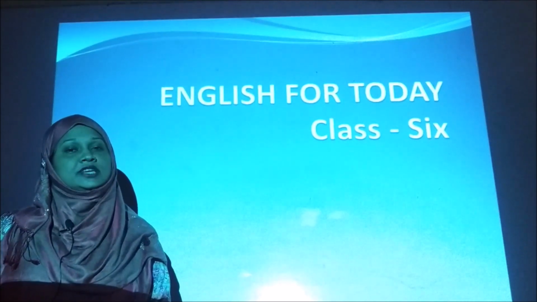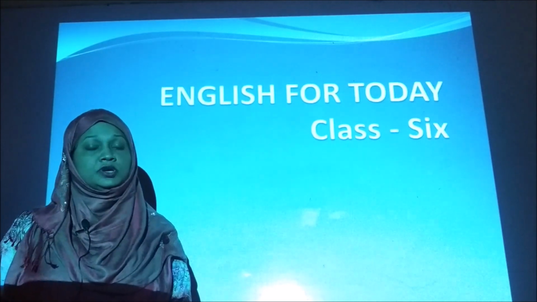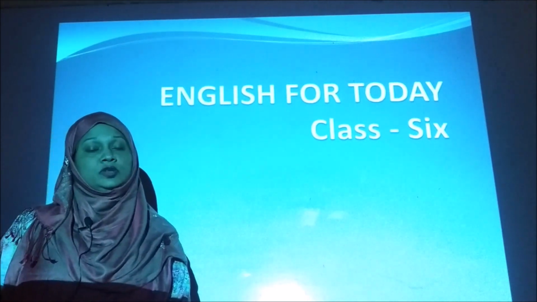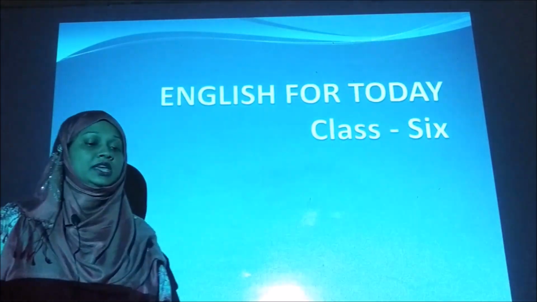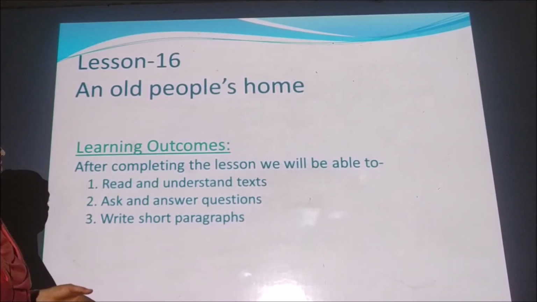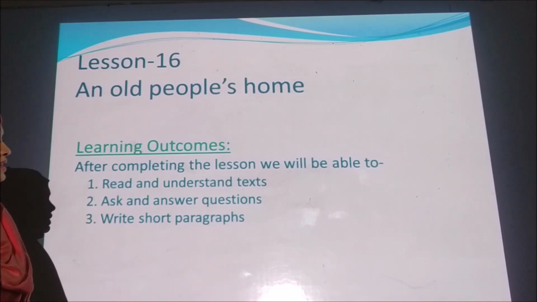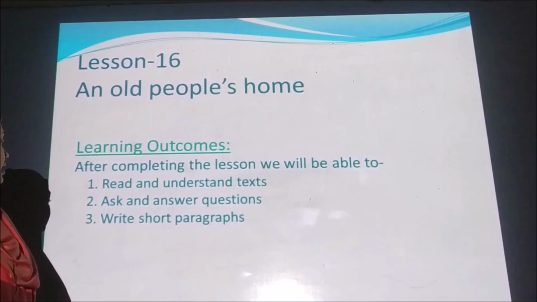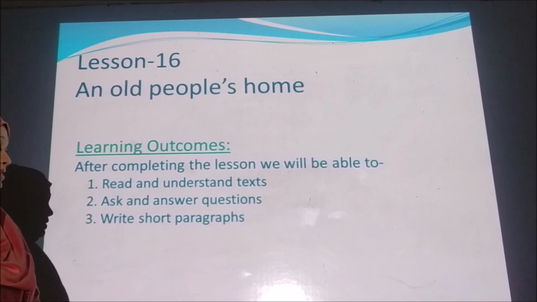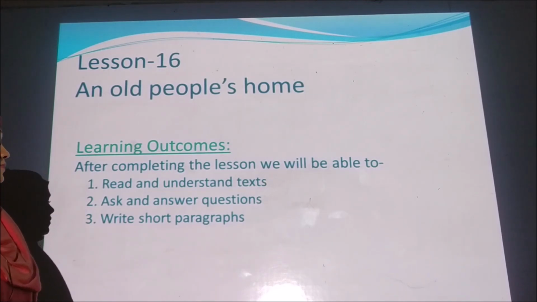Today I am going to take a class from class 6 and from your English for Today book, and the lesson will be number 16. Now at first we will know the learning outcomes of this lesson. After completing the lesson, we will be able to: number 1, read and understand text; number 2, ask and answer questions; number 3, write short paragraphs.